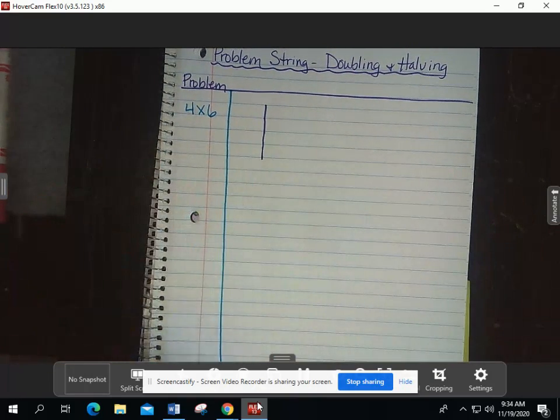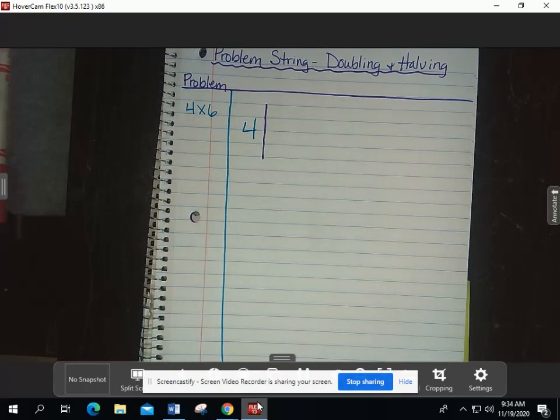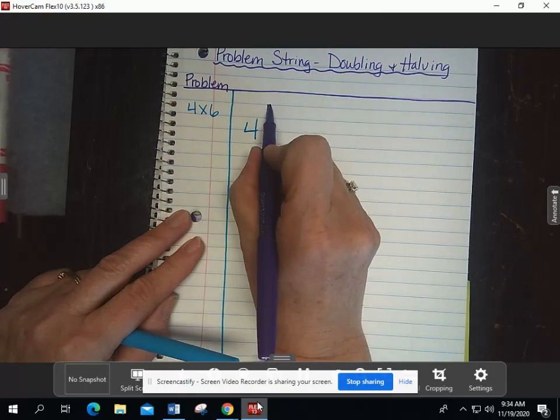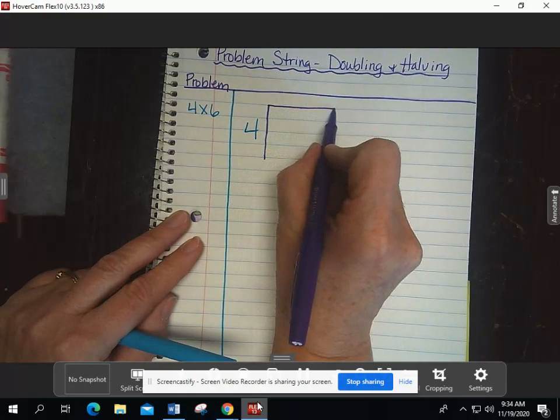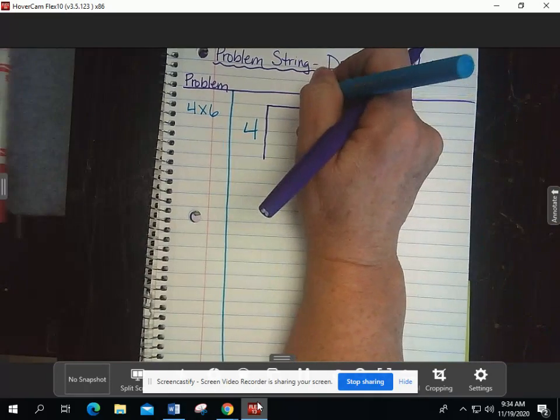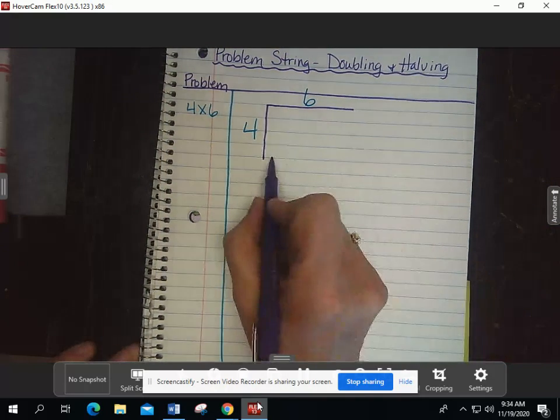And I'm going to write the 4. Seeing about how long that line is, I know that the line on top's got to be a little bit bigger than that because 6 is larger than 4. I'm going to put my 6 on top. And now I'm going to finish off this rectangle.